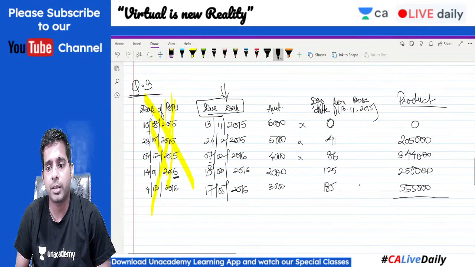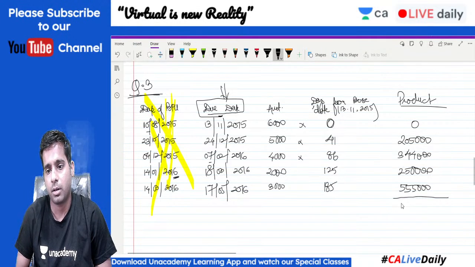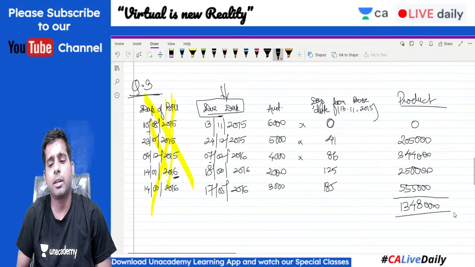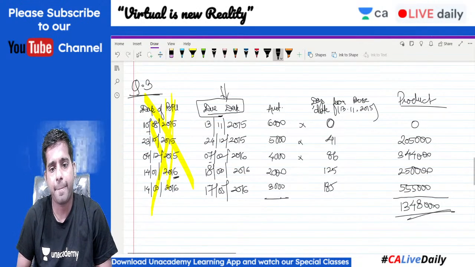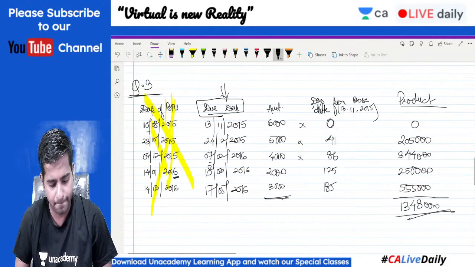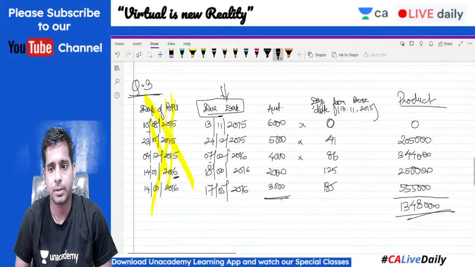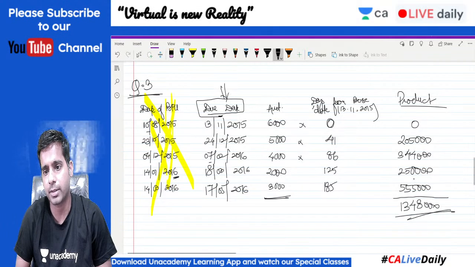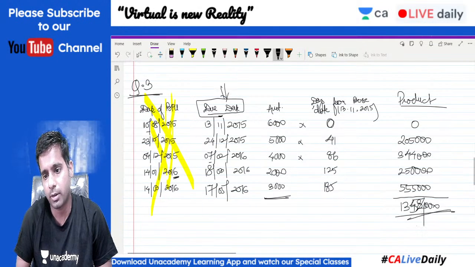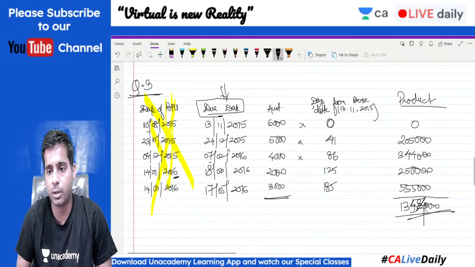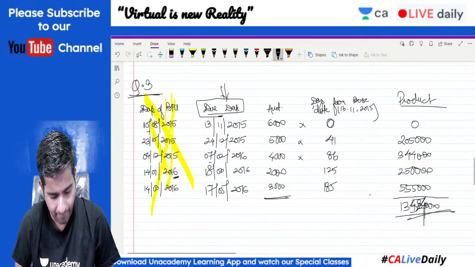What will be the total of this? Check it. Is it okay? So far, so good. No, this total is wrong, I guess. 250, 550, 12 lakh 60, plus 50, 13 lakh 10, 13 lakh 54,000. Yes, 13 lakh 54,000.